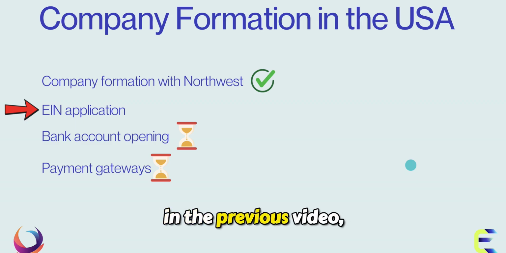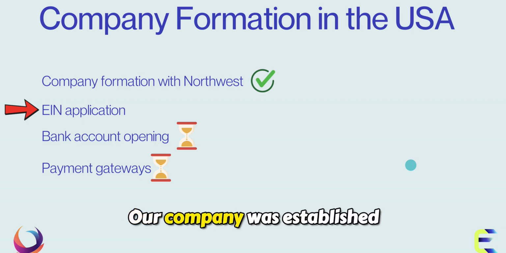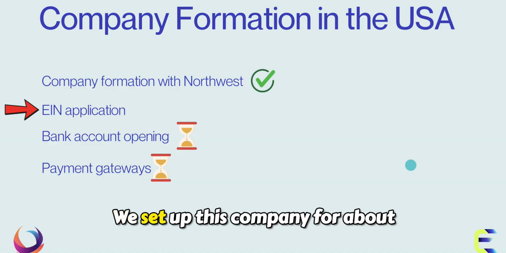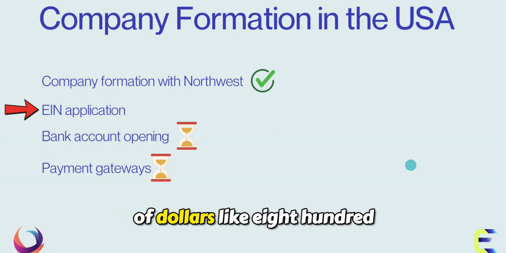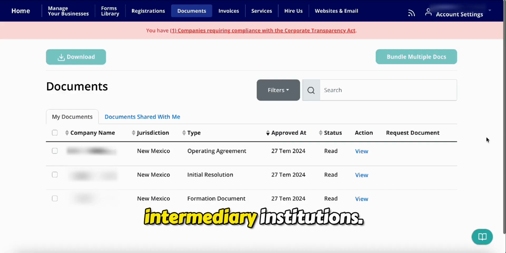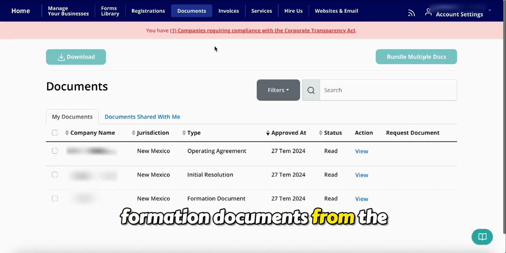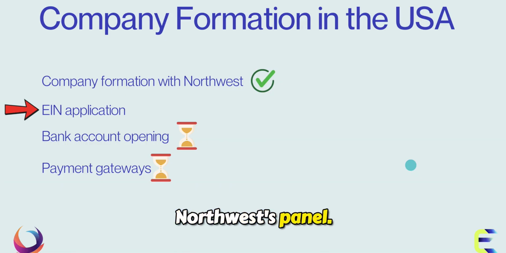As you know, in the previous video, we set up our company with Northwest. Our company was established in just 4 days. We set up this company for about $89. So there's no need to pay hundreds of dollars, like $800 or $900 to intermediary institutions. You can access your company formation documents from the documents section in Northwest's panel.